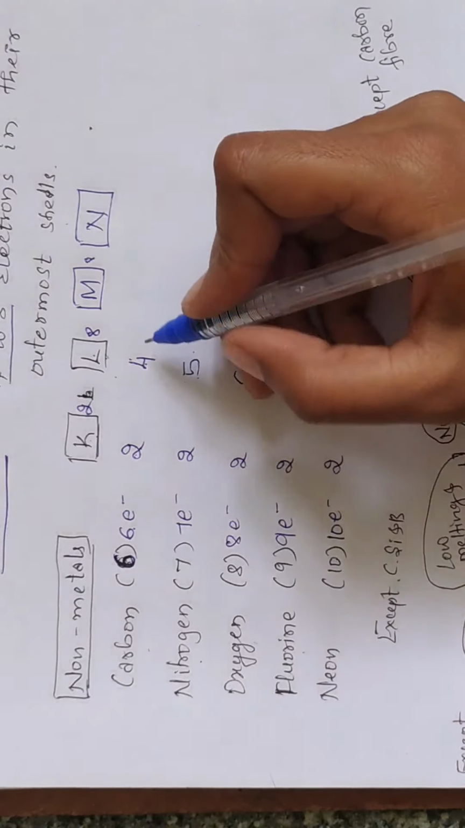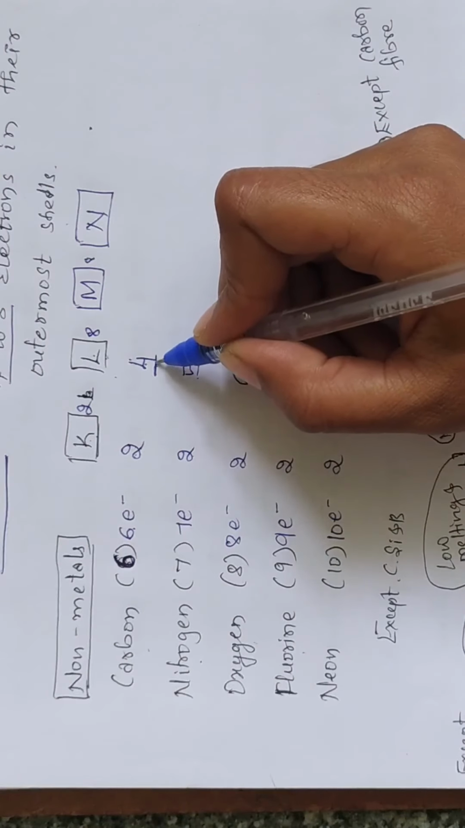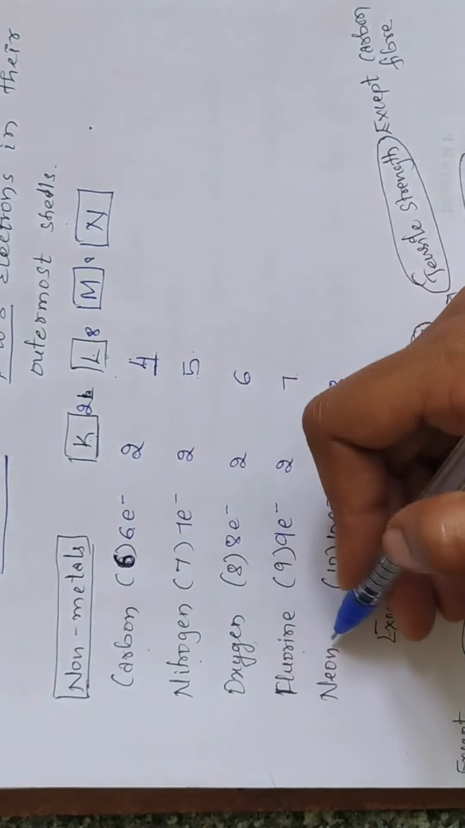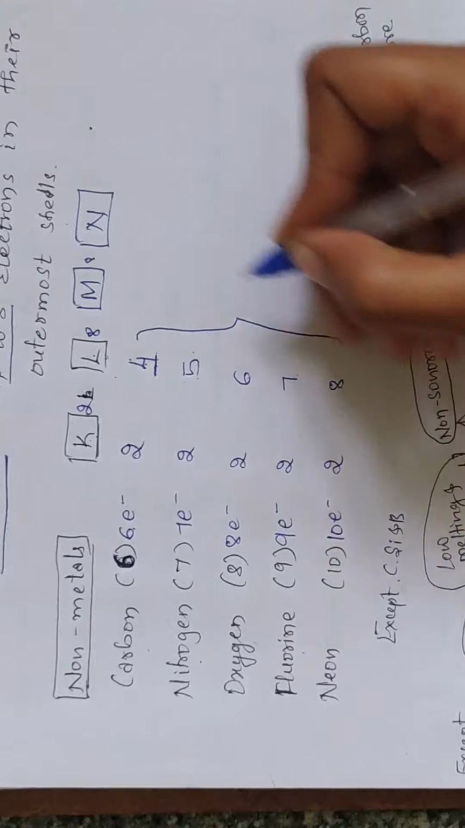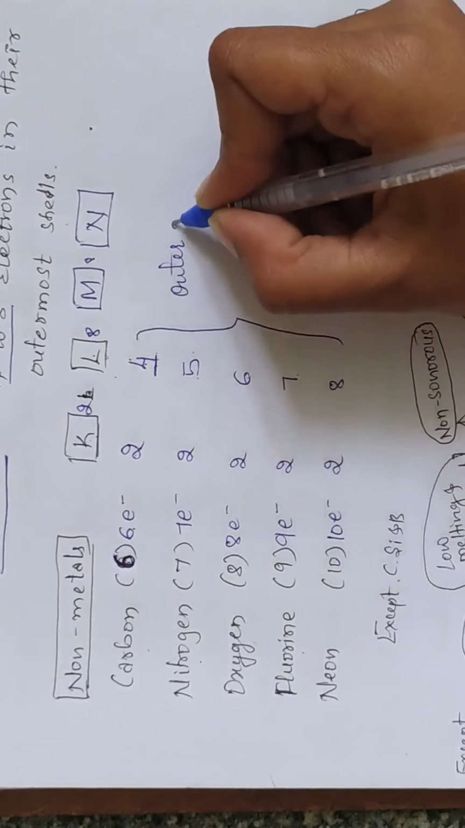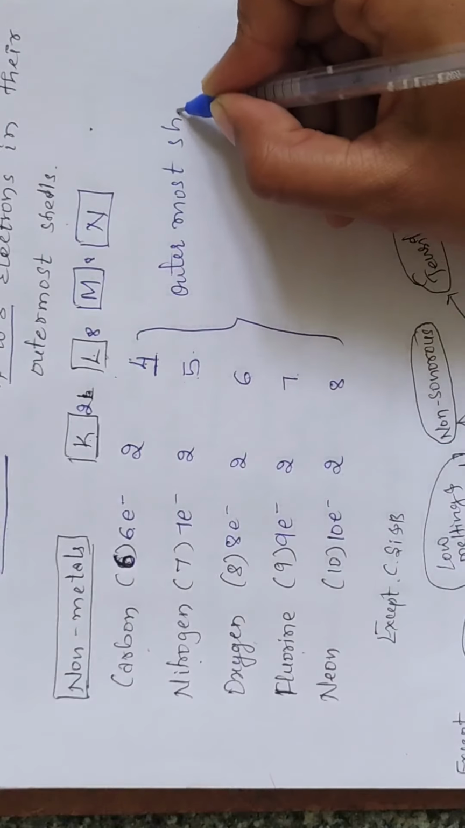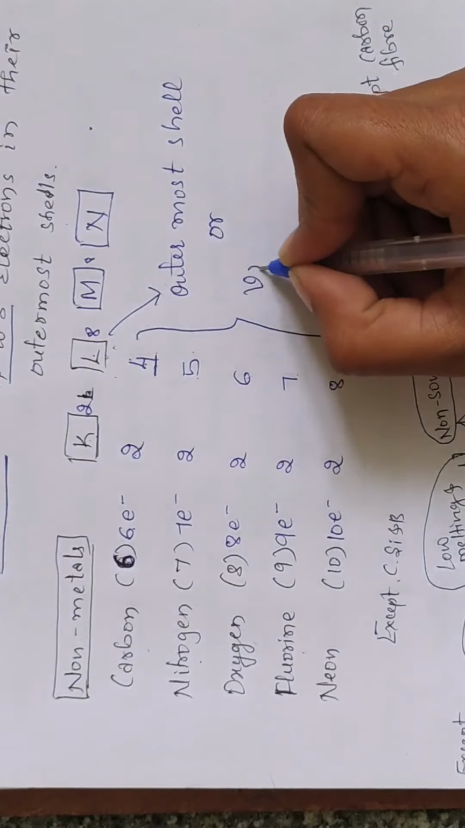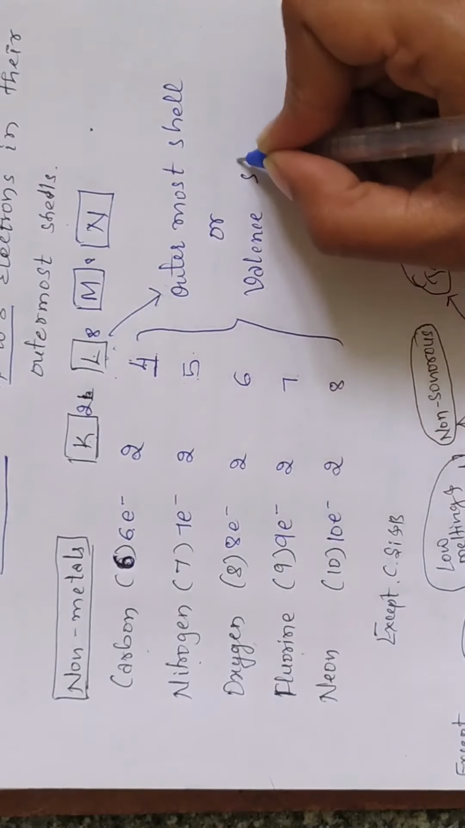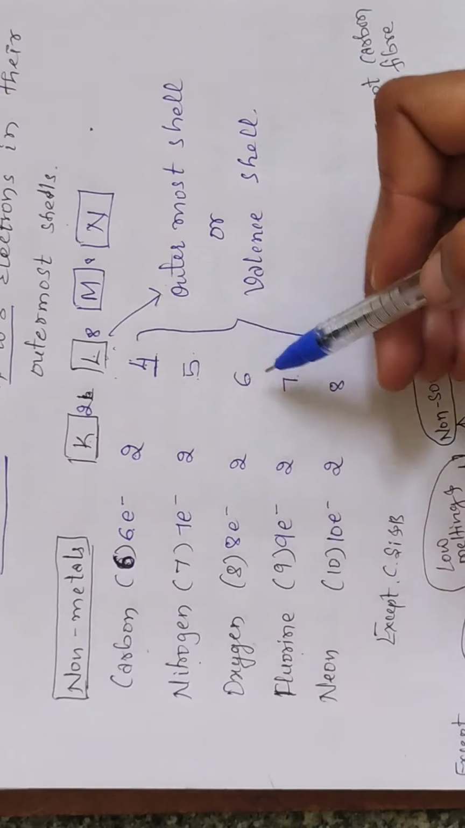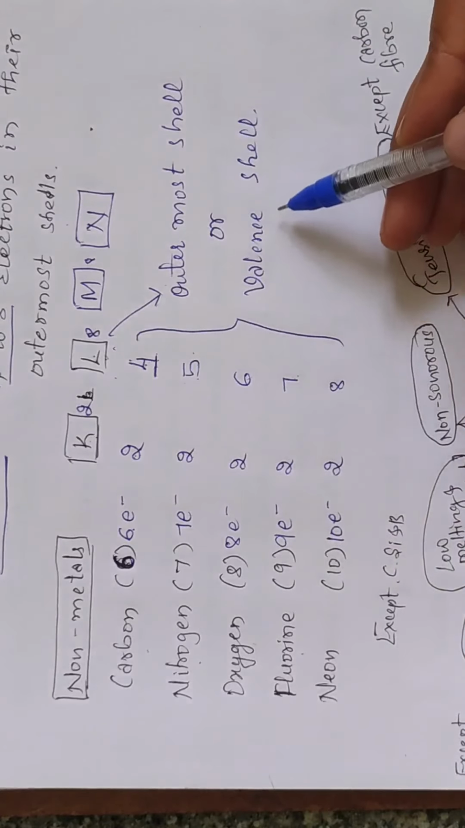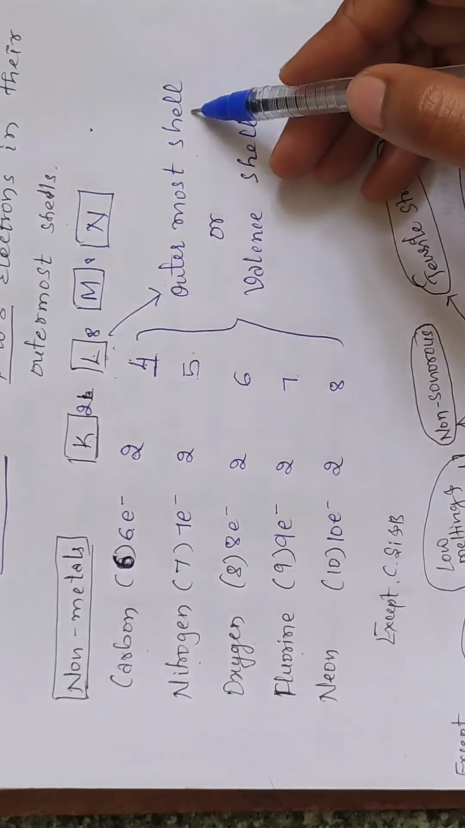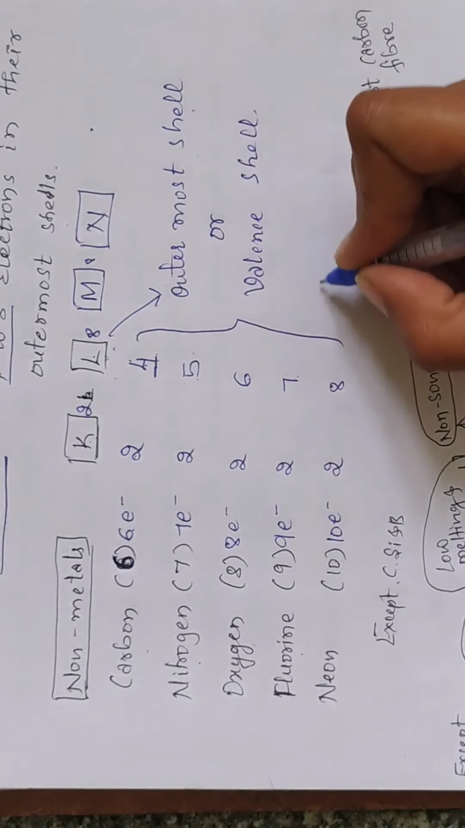The L shell is the last shell in which electrons are placed. Therefore, in all these examples, the L shell is the outermost shell, or valence shell. The electrons which are placed in the outermost shell are said to be valence electrons.